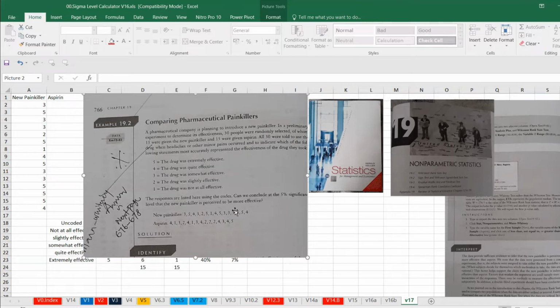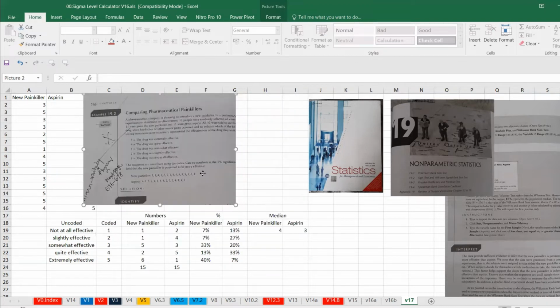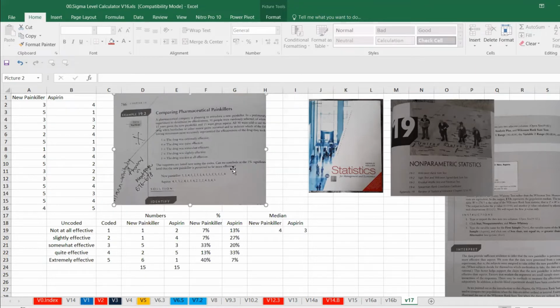15 people were given the new painkiller and 15 people were given the aspirin. So this is the uncoded, we call them, and this is coded. Non-parametric means something which does not have a parametric form. In this case, it will be distribution free. You will not find any distribution as such, like the histogram or the normal distribution. So in such cases, you can go for non-parametric tests.